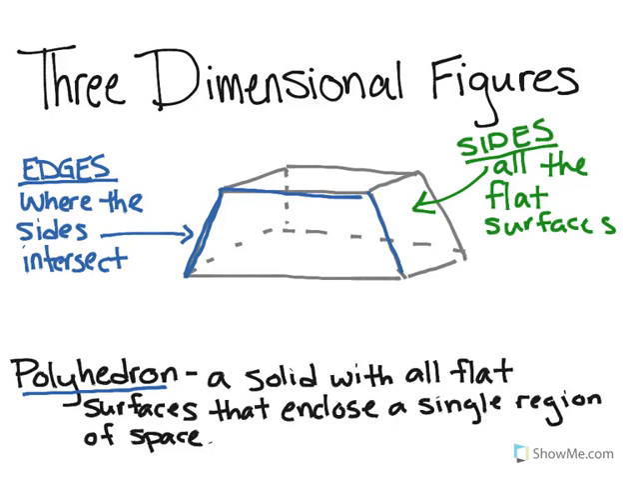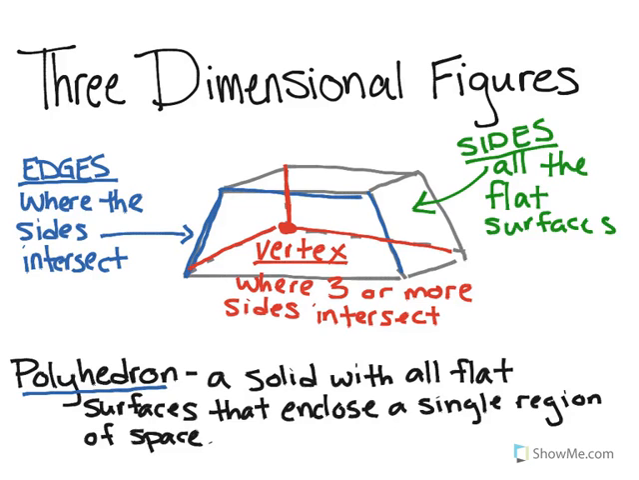And the last piece that we need to know are the vertices, and that's where three or more edges intersect. So for example, if you look in the back part, this invisible edge, this one, and this one, where they connect right here in the back, that is called a vertex. So there we go. These are all of the main parts of a polyhedron. It's like the building blocks for it. It's all the vocabulary that we need to know.